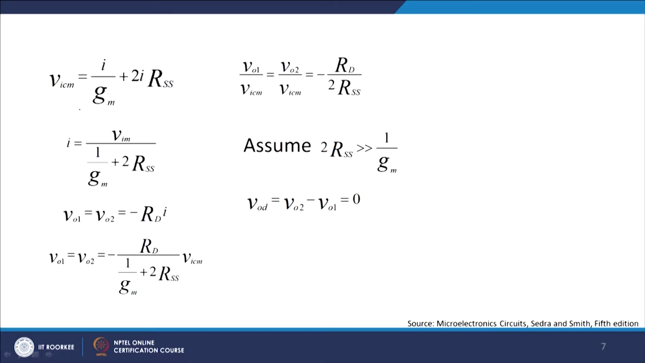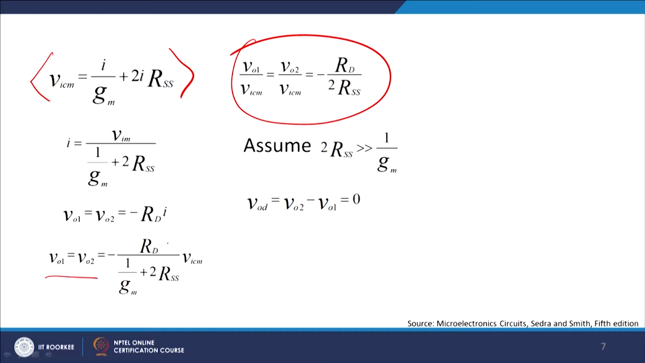Now, if you see VICM, as I discussed with you, it will be ID by GM plus 2ID RSS. Similarly, as I discussed just now, V01 by VCM plus V01 by VSC is RD by 2 RSS. If I assume them to be equal, I get V01 equals V02 equals minus RD by GRS. Now, 1 by GM is much smaller, and therefore RD by 2 RSS is the value of your output voltage.